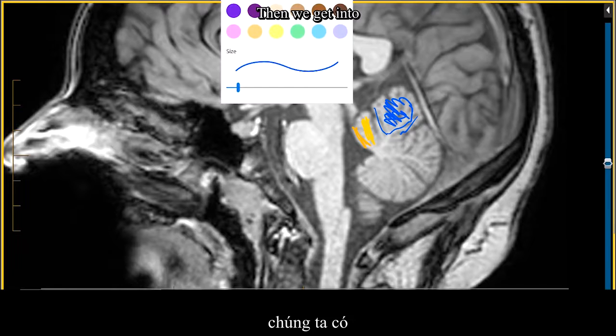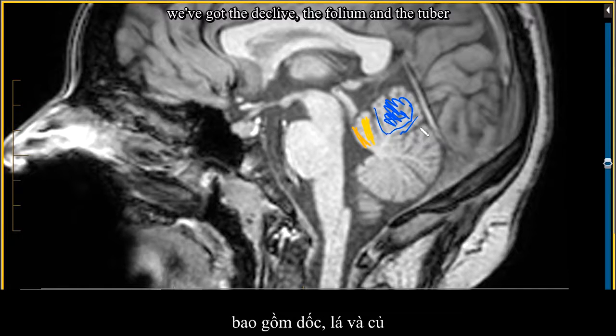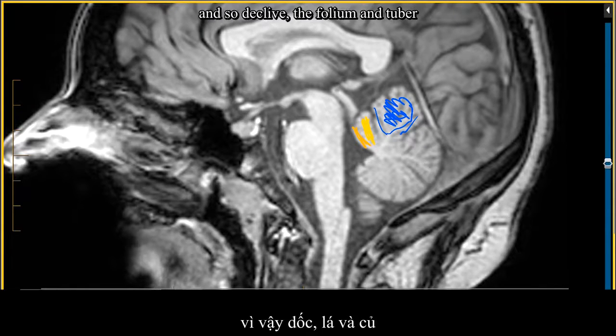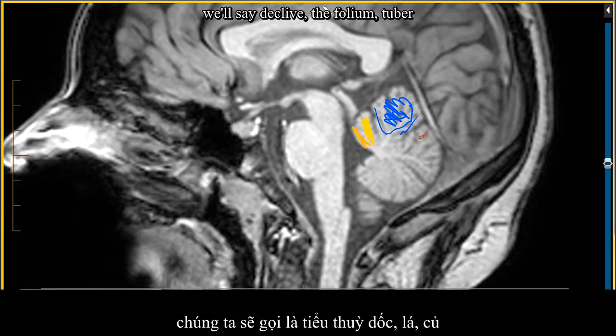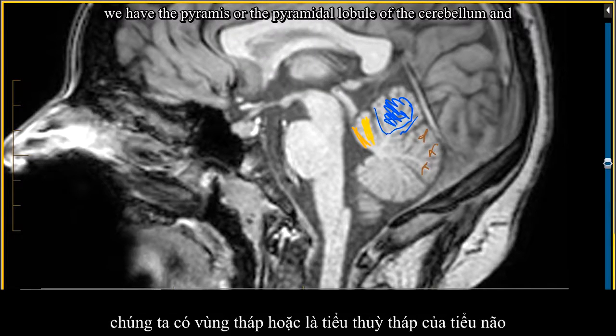Then we get into 3 lobes. They're kind of hard to separate out here. We've got the declive, the folium, and the tuber corresponding to this lobe. And so declive, folium, tuber. Then underneath that, and slightly anterior to it, we have the pyramis, or the pyramidal lobe of the cerebellum.